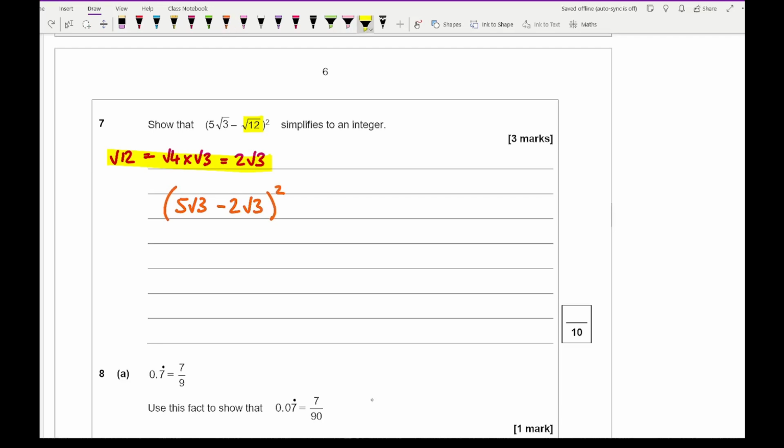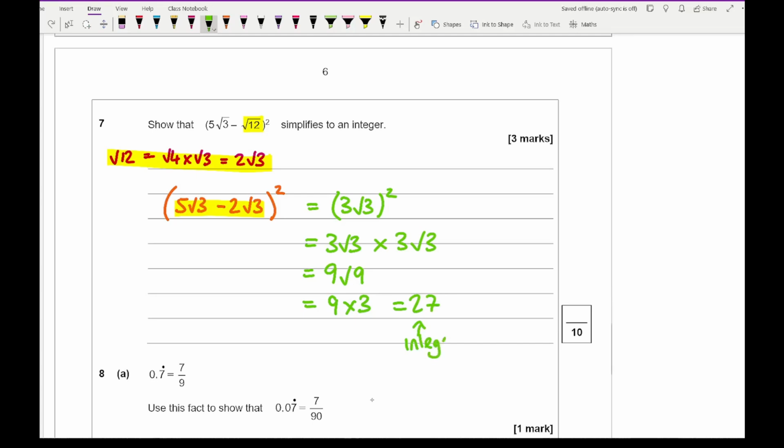Now if I then simplify the bracket, that then becomes 3 root 3 squared, and then that becomes 3 root 3 times 3 root 3. Now 3 times 3 is 9, and root 3 times root 3 is root 9, which then becomes 9 times 3, which is 27, which is an integer.